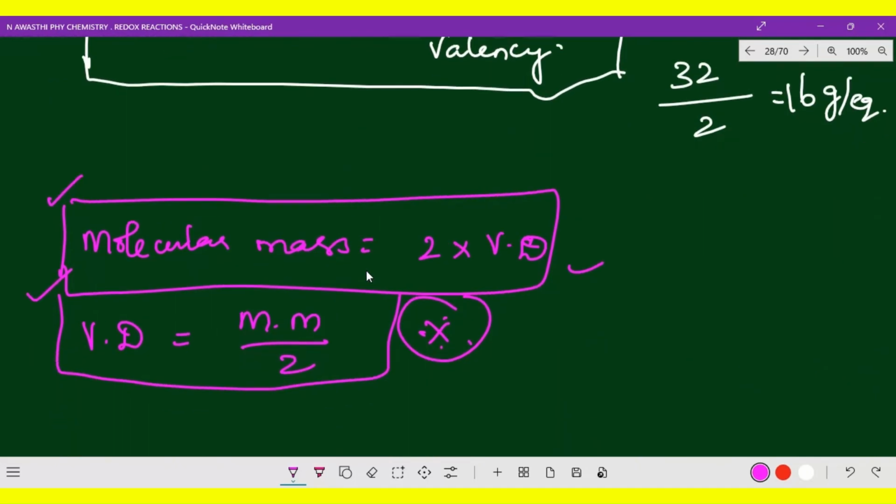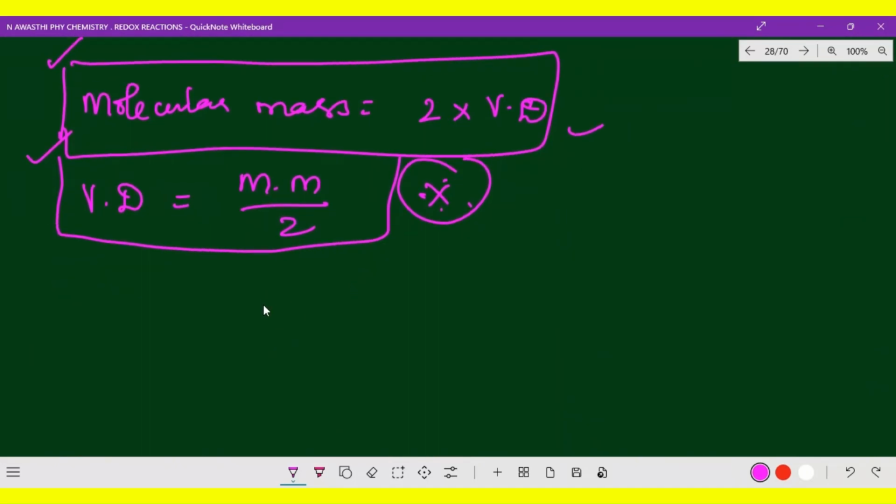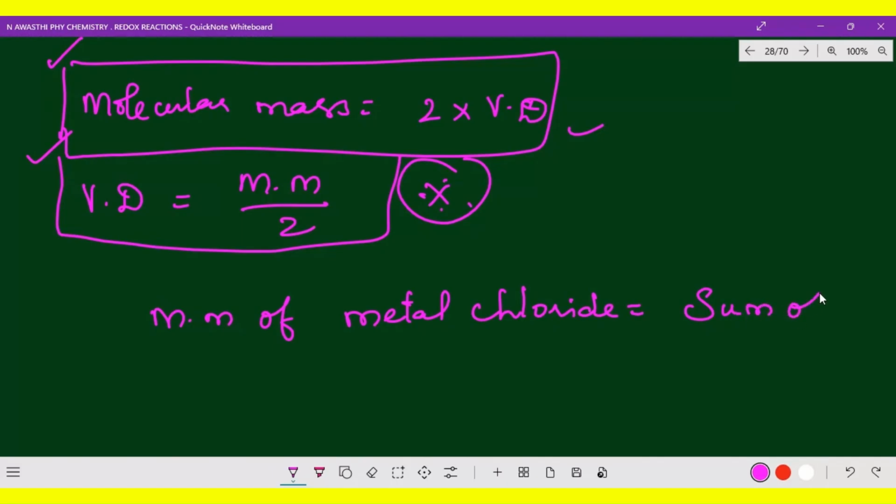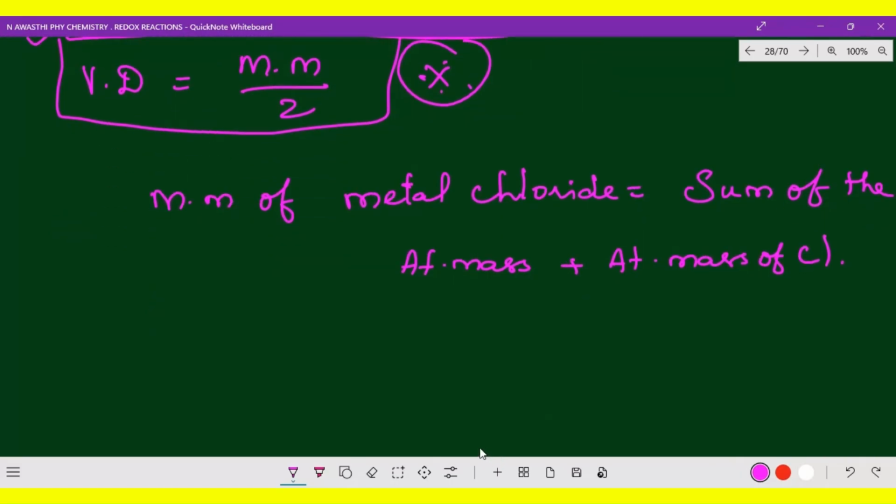Okay, come on, let us find out. So here, molecular mass of the metal chloride we have to identify. For that, molecular mass of metal chloride equal to the sum of the atomic mass of the metal plus the atomic mass of chlorine. Now here, molecular mass of MCl. I just mentioned molecular mass of M chloride.